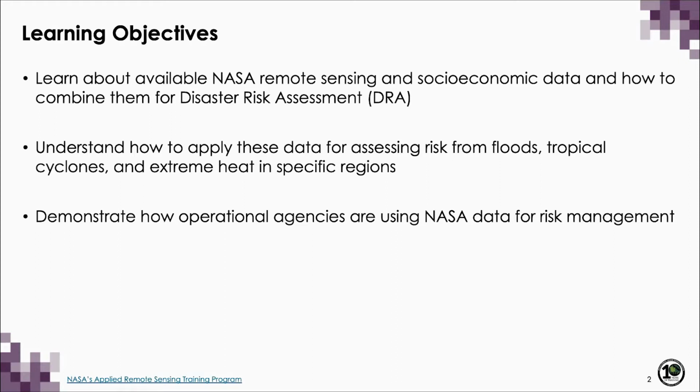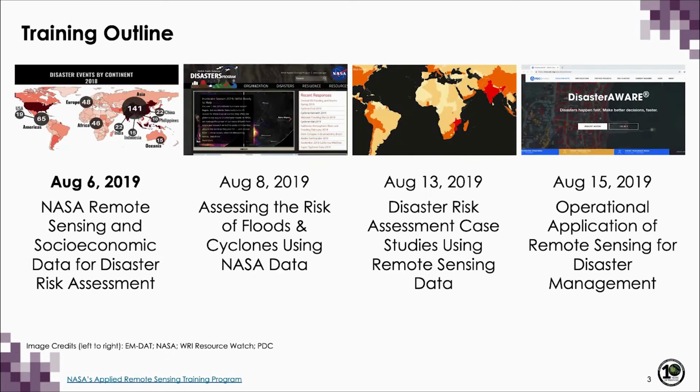To begin with, these are the learning objectives of this training. We'll start with learning about available NASA remote sensing and socioeconomic data and how to combine them for disaster risk assessment, or DRA. We will be using DRA for disaster risk assessment throughout this webinar. Next, we want to understand how to apply these data for assessing risk for floods, tropical cyclones, and extreme heat in specific regions. So these are the disasters we're going to focus on to begin with. Next, we are going to demonstrate how operational agencies are using NASA data for risk management. So these are the overall objectives.